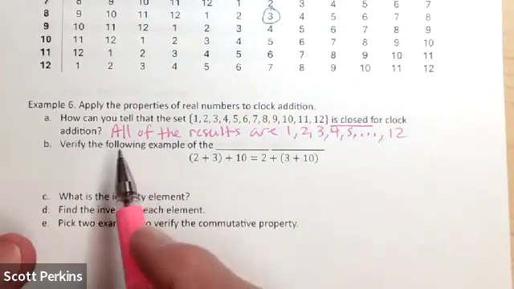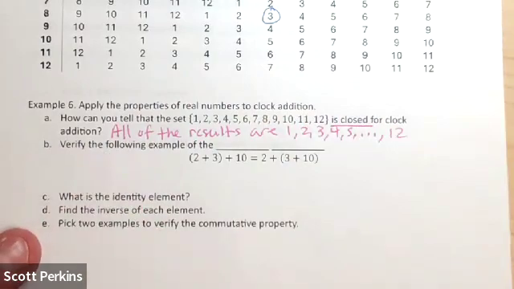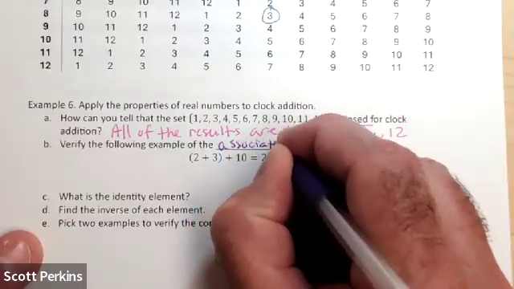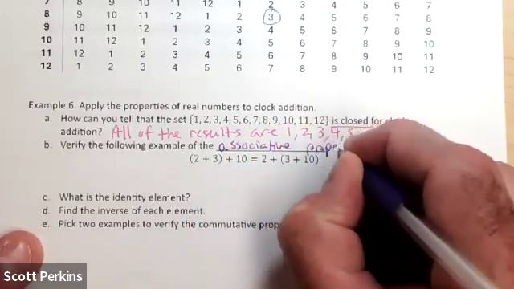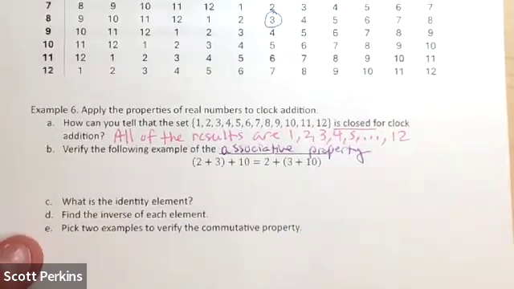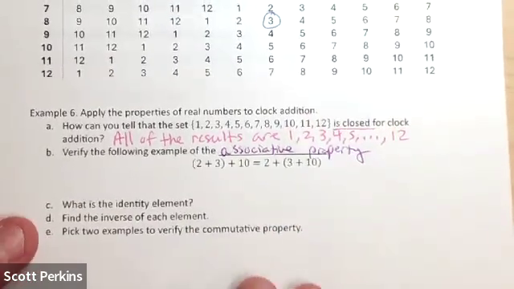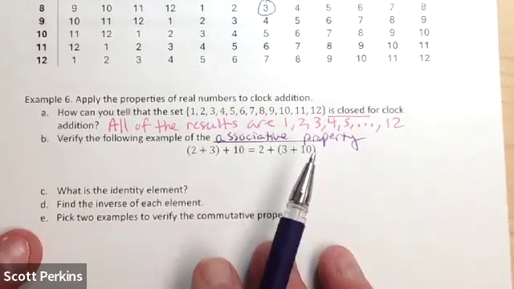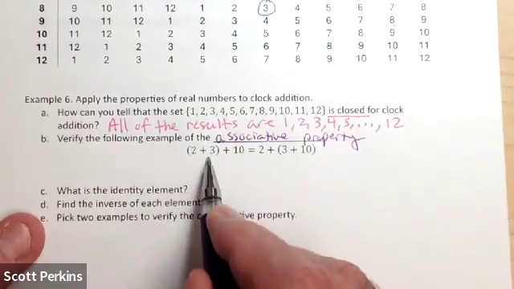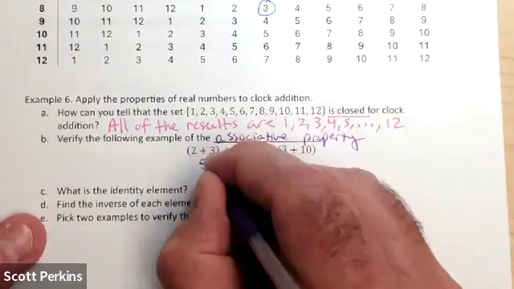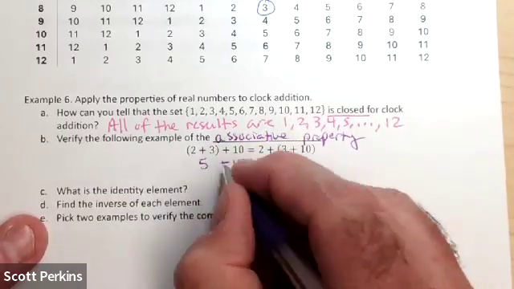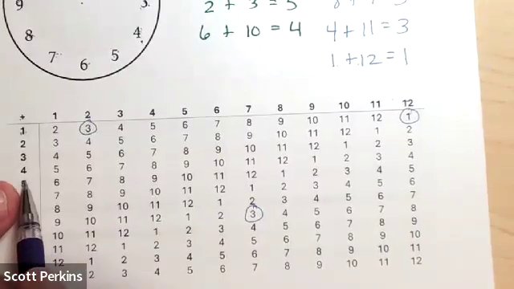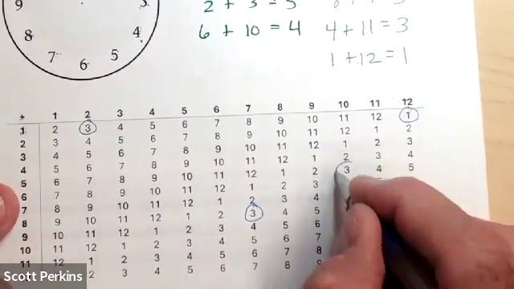What we're going to do next is verify the following example of the associative property. You can use the table, or you can just go ahead and use the clock and do it yourself. Okay, let's see. Does the associative property hold? Does it matter how I group? So 2 plus 3, when I go to my clock, 2 plus 3 is 5. And then 5 plus 10, you can use the table or use the clock. Here, 5 plus 10 is equal to 3.